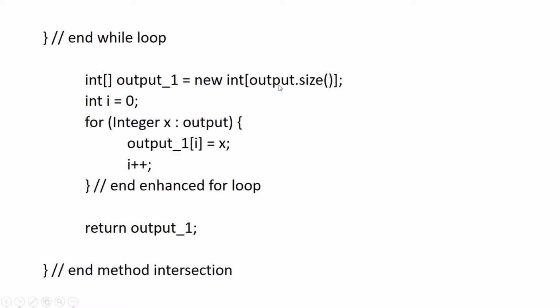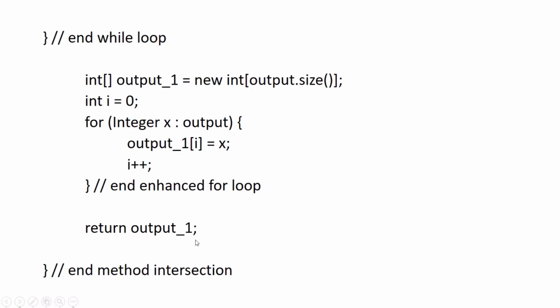Remember that output is an array list. So I get the size of that, then I initialize a counter, then I run through the array list with this enhanced for loop, and each value in the array list I put into my new array, and because they are of the same size, I can be sure that this will run perfectly well.